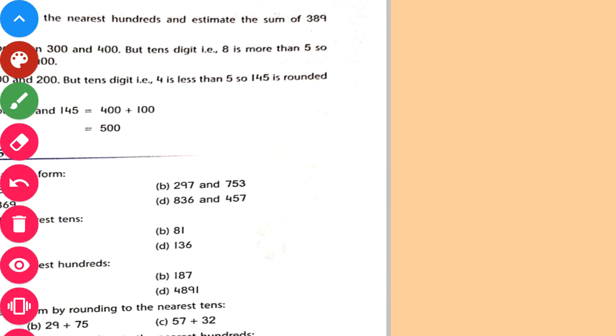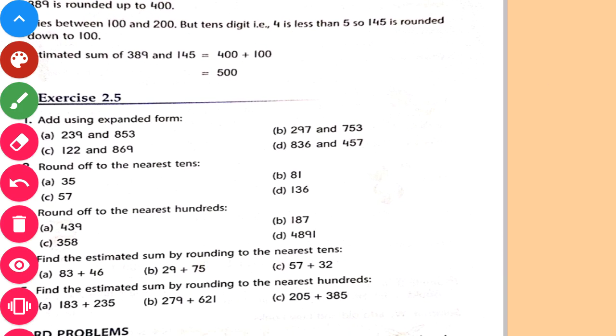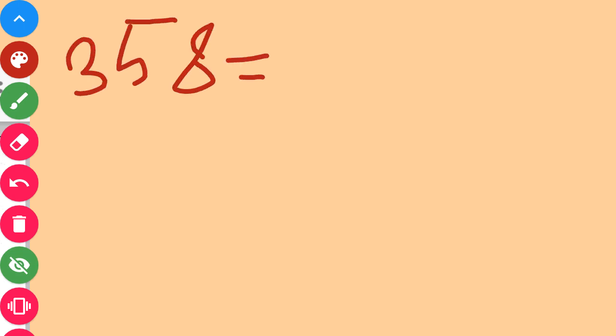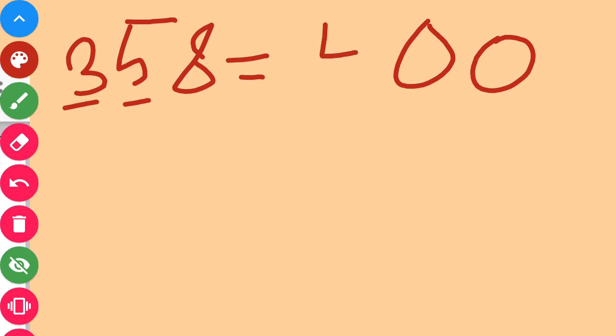Okay, let us do some more questions. Now, 358. Okay kids, help me. Which number will we see? We will see the number given at the tens place. 5 is there. So if the number is 5, 5 will become 0. And we have just read that if at the tens place 5 is there or more than 5, the number at the 100 place will get increased by 1.